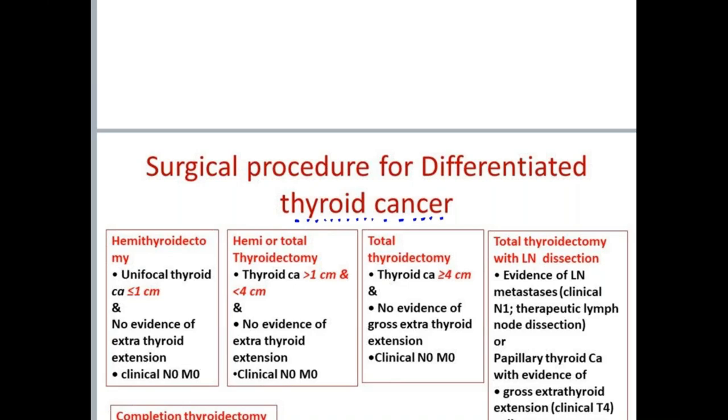Unifocal thyroid cancer, which is less than 1 centimeter. No evidence of extra thyroid extension, node negative disease. Simple. So you can do hemi. If it is less than 1 centimeter, important.